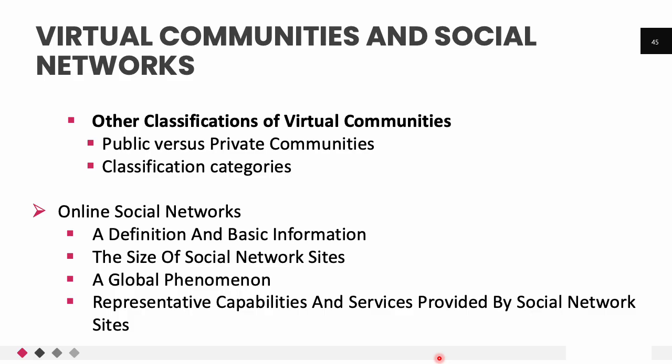Okay. And then it's a representative of the capabilities and services provided by the social network sites. Okay, so this point summarizes what these platforms do for users. What can you actually do on a social network? Okay, so it's like letting others know about yourself, and then connecting with others to find friends, family, colleagues, or people with shared interests.